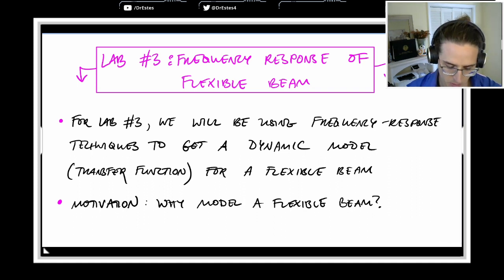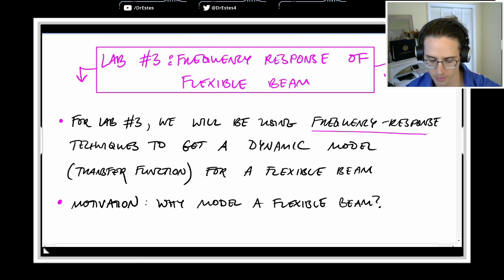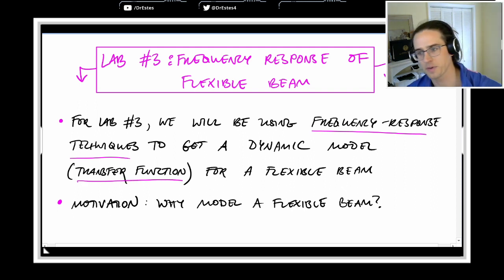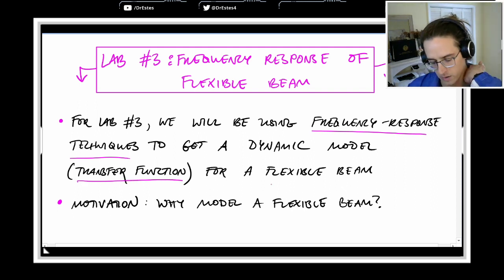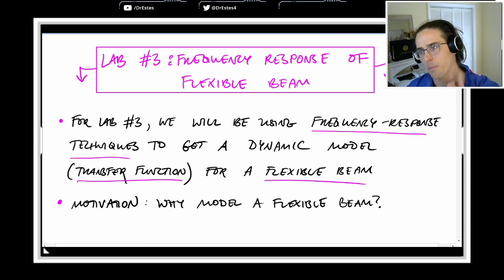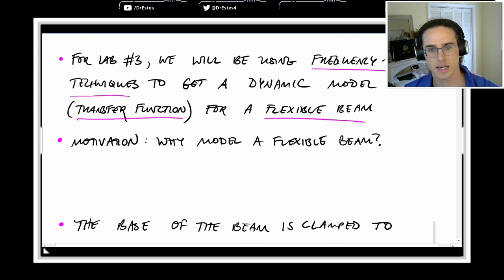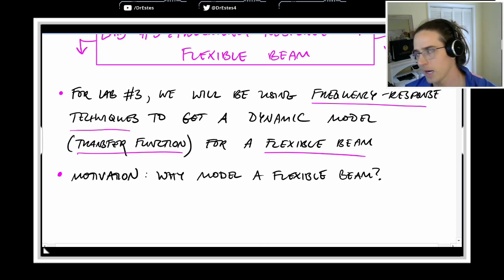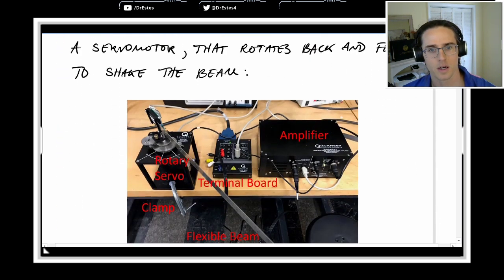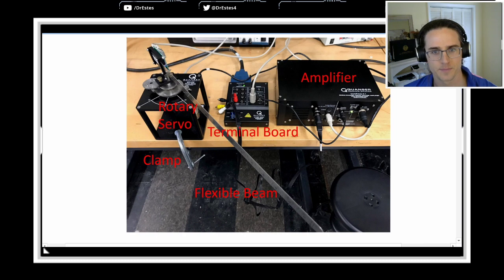So we're going to be using frequency response techniques to get a model, a transfer function, for a flexible beam. I'll show you what it looks like in just a second. I have a little picture of what we're going to use in the lab. But I thought I might bring in some motivation first. Like, why model a flexible beam? Think of it like a metal ruler, kind of. I'll just show you really quick what it is.